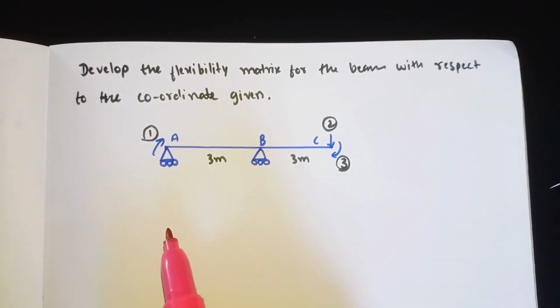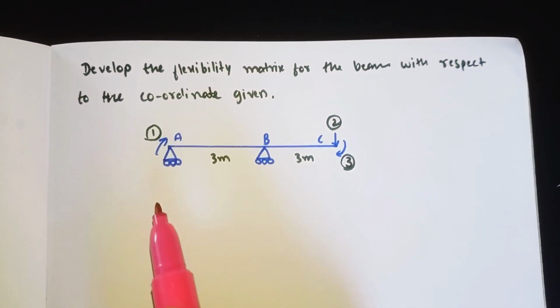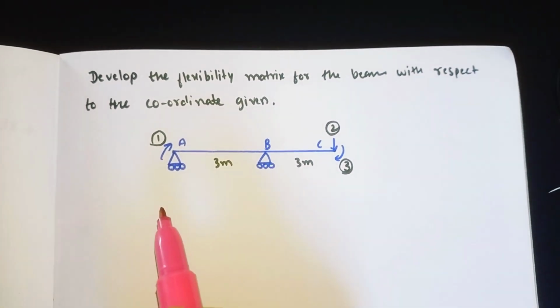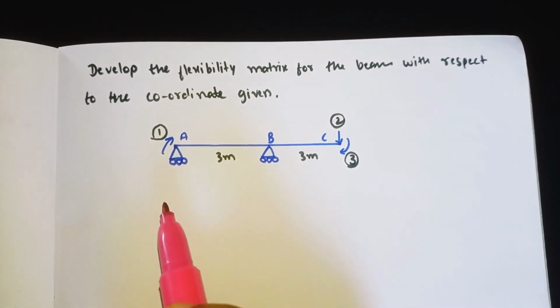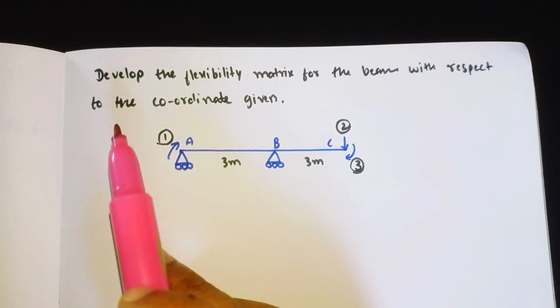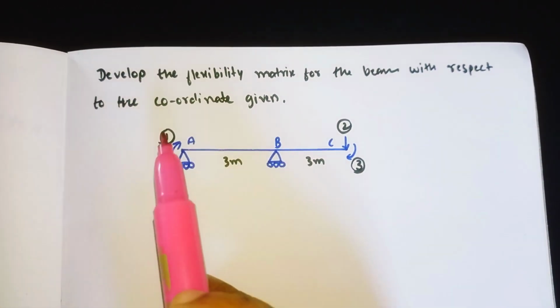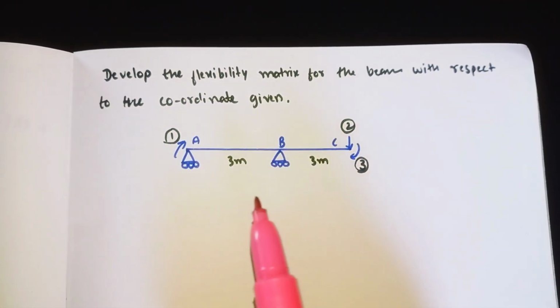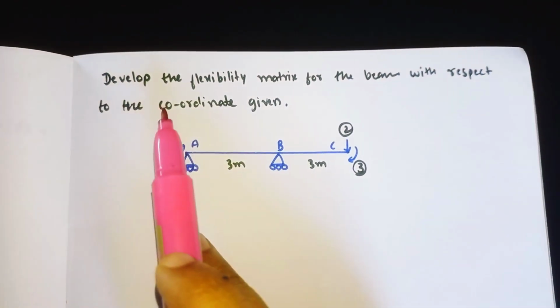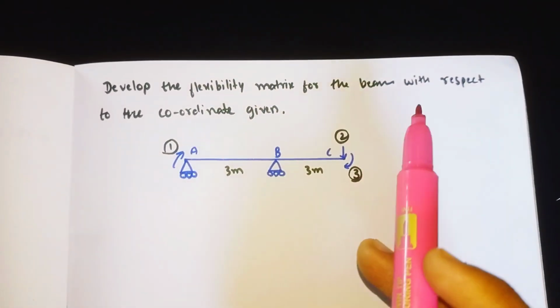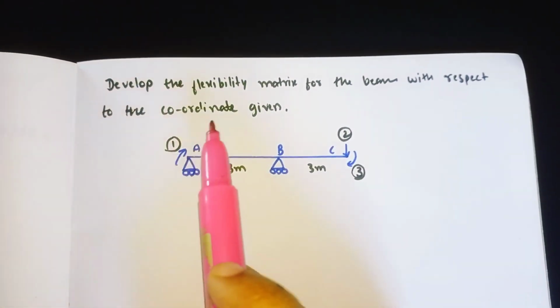So in today's video we will solve one more problem of how to develop the flexibility matrix. So in the last video we solved one problem. Today we will see one more problem. So this is the given problem. Develop the flexibility matrix for the beam with respect to the coordinates given.